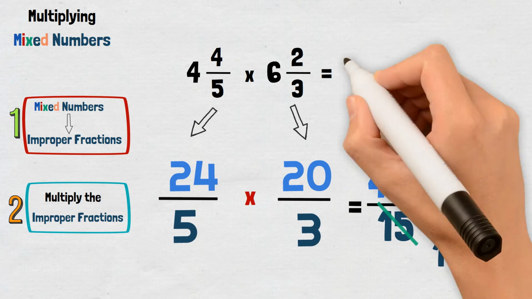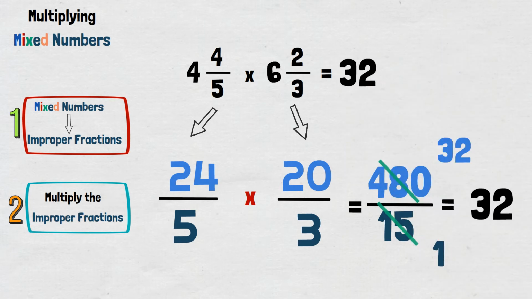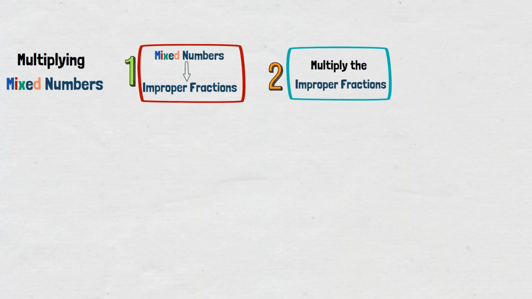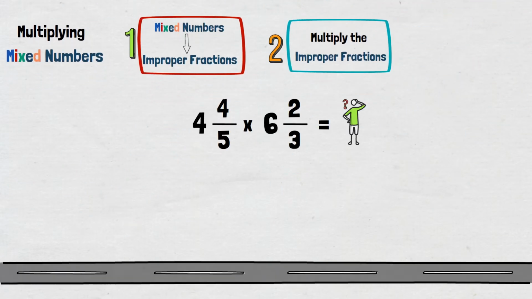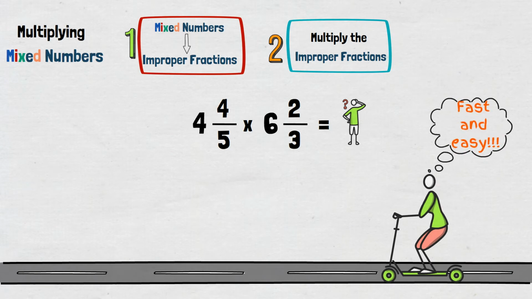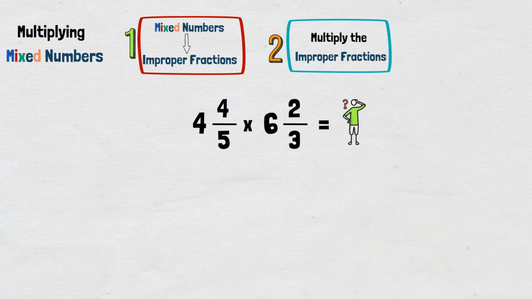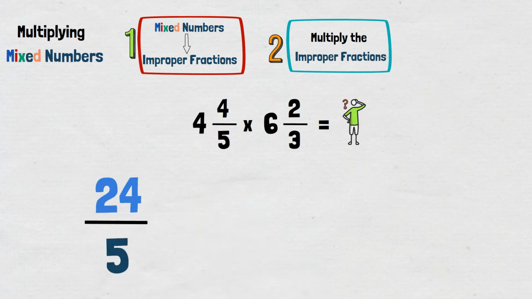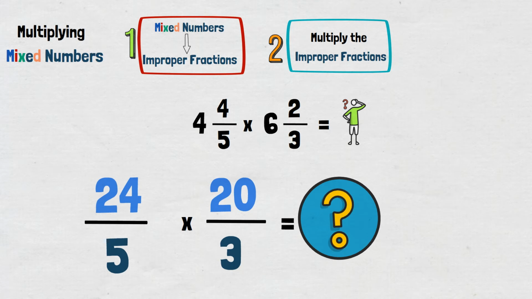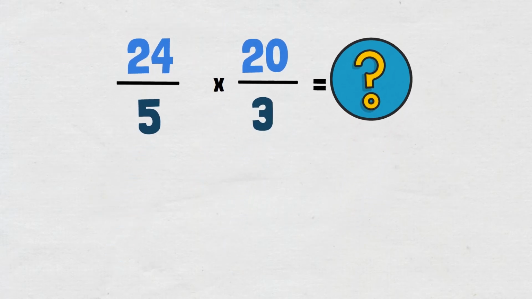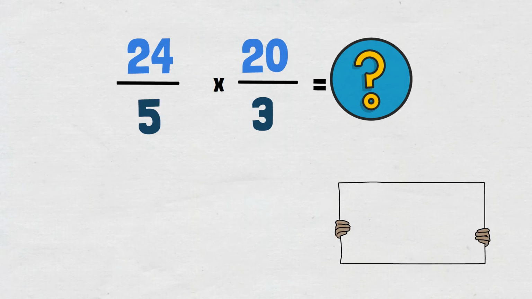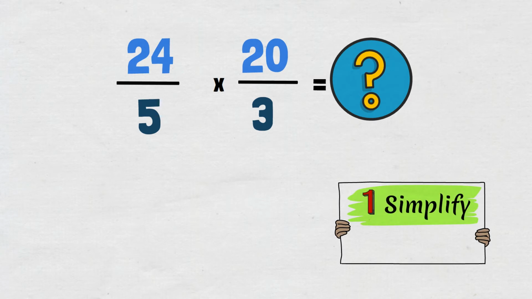So far, so good. However, before we move on to the next example, we want to show you a slightly different way of finding the final answer. This second method may sometimes be faster and easier than the method we just described. So, here it is. After we have converted the two mixed numbers into their improper fraction equivalents, we have to multiply 24 over 5 multiplied by 20 over 3. This time, however, instead of first multiplying and then reducing the product to its lowest terms, we can simplify the two factors before multiplying them. How do we do that?